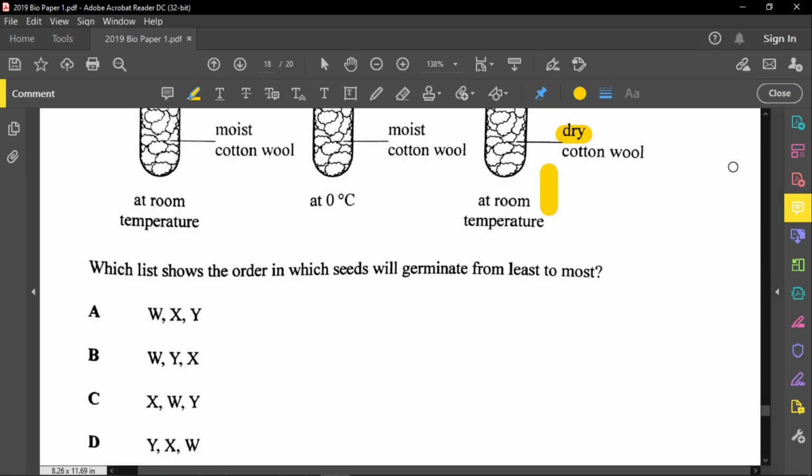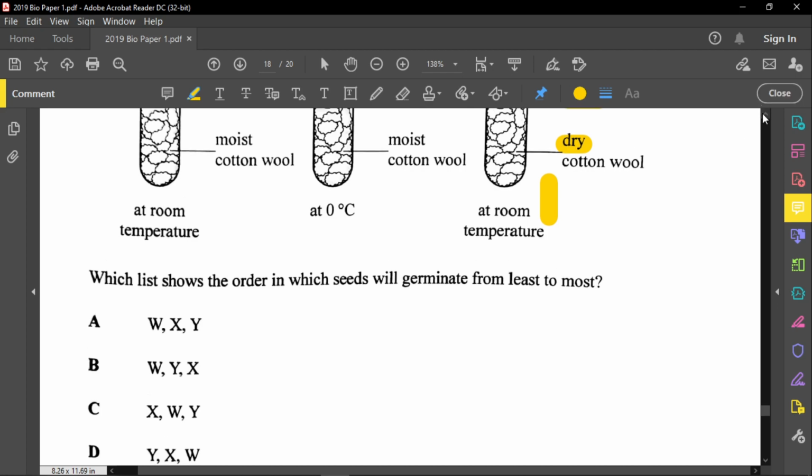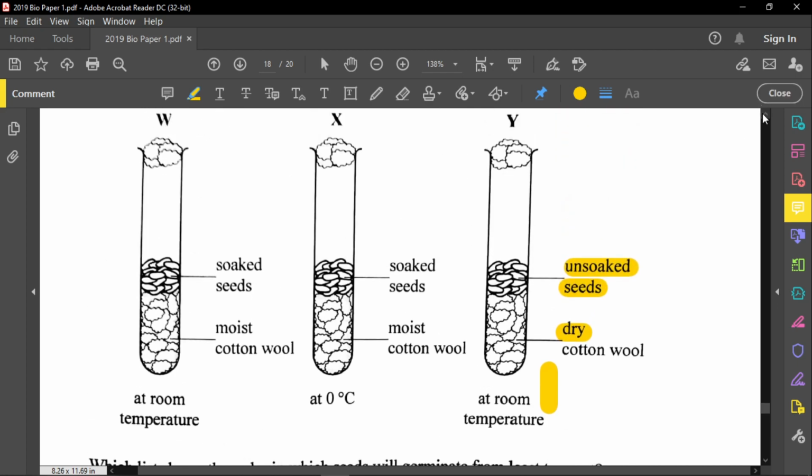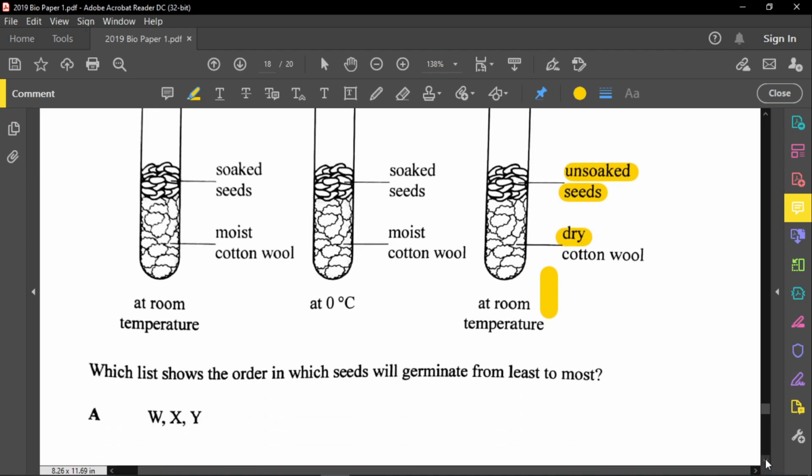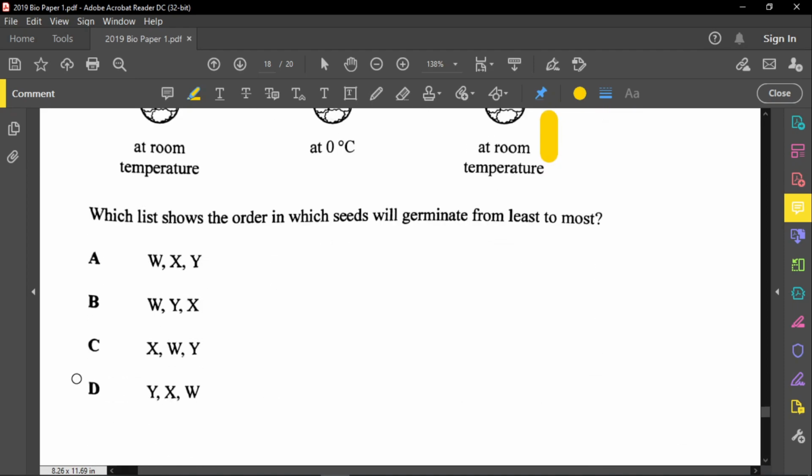So from the least to the most, again, we're going to start with the least, which will be our Y because this is dry, and then X, and then W. So we're going backwards: Y, X, and W. Okay, Y, X, W. Let's go for that. Y, X, and W. That is option D.